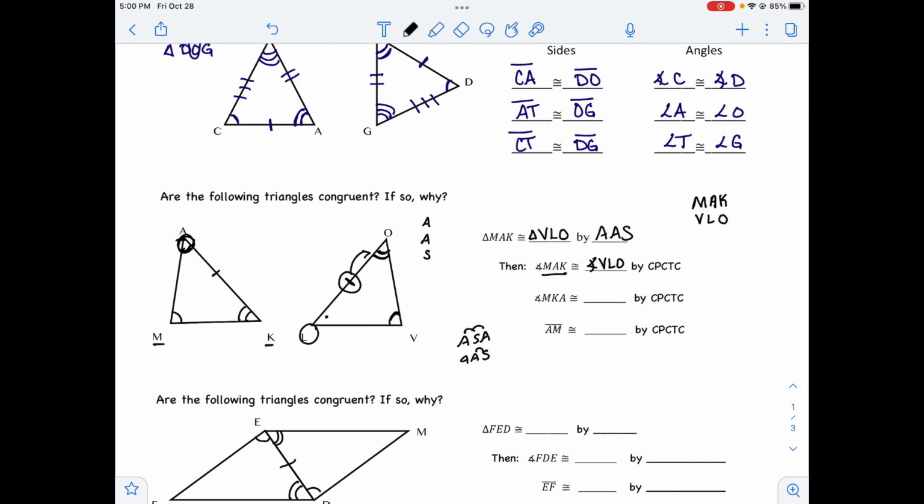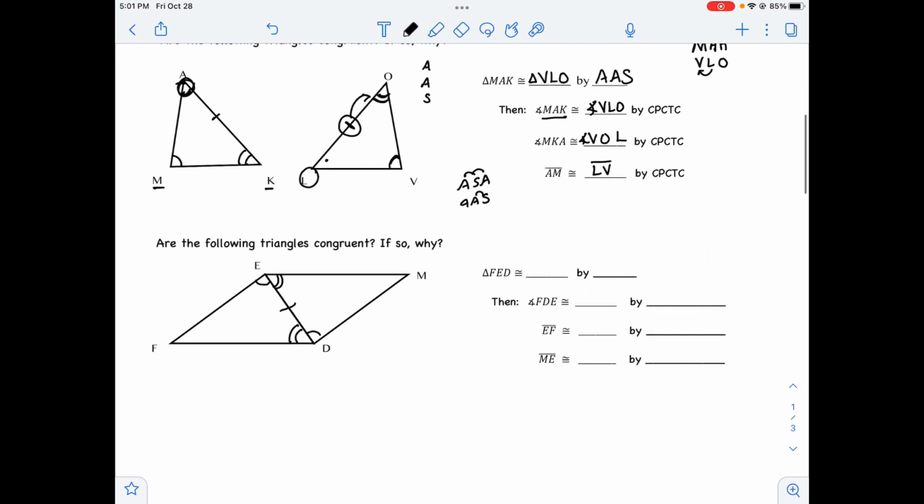MKA, so MKA starts here. So M is congruent to V, K is congruent to O, and A is congruent to L. So angle MKA is congruent to angle VOL. Then we have line segment AM. AM is here, and that's going to correspond to LV here. So now we have our congruent parts.